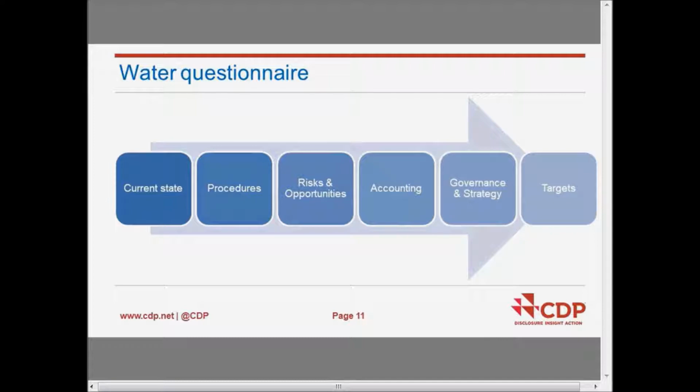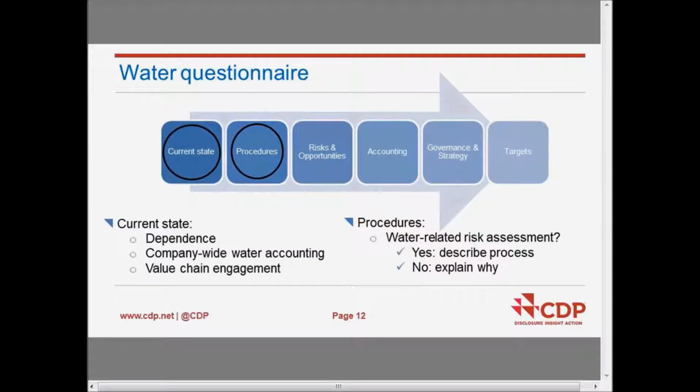Moving on to the water questionnaire, you can see some of the core water modules on the slide now. I will not go over each of these sections, but we'll focus on the first few, as those tend to be the most relevant for companies approaching disclosure on water for the first time. The current state module asks companies to provide an overview of the importance of water to your company's operations. So for example, what is your current dependence on water, and do you anticipate that changing in the future? This section asks that you consider dependence on water throughout your upstream and downstream operations, as well as your direct operations.